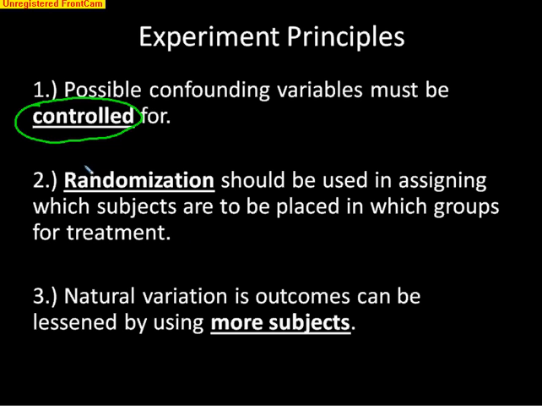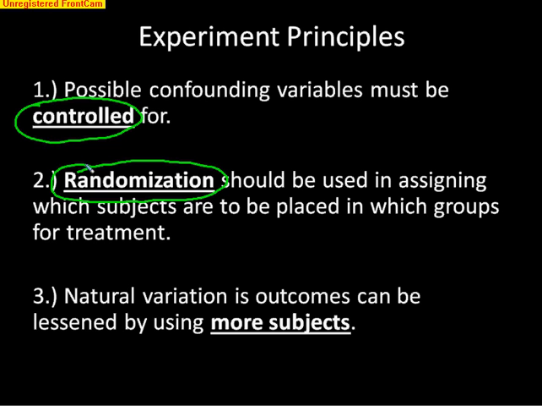Randomization needs to take place as well. That's the second main one. This should be used in assigning which subjects should be placed into which groups for treatment. So you want to randomly determine what subjects get each treatment, or maybe you're in the control group that gets no treatment, but you have to allow randomization to figure that out.